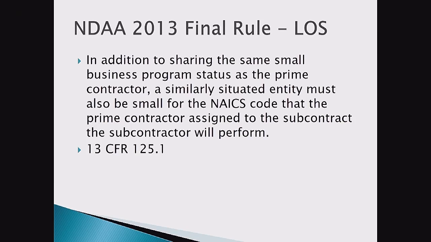So that means that the size standard could be $17 million for the prime contract, but there could be a service under there that has a $35 million size standard. That's fine, as long as the business qualifies as small for that size standard. They'll be able to count towards similarly situated.